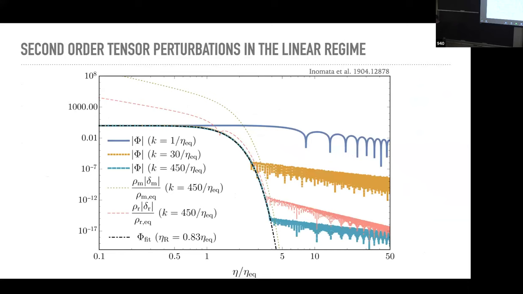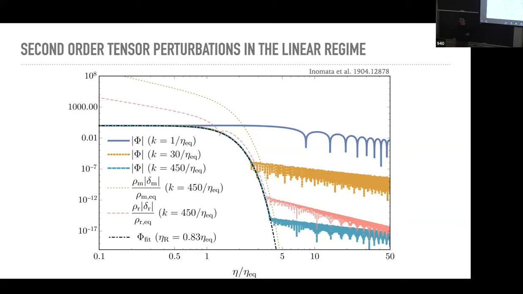Okay, so one of the games you can play with early matter domination is you would say, well, during an early matter domination, I have matter density perturbations, and those density perturbations are going to grow. Now, if I have density perturbations that grow, I also have scalar perturbations in the metric, and those are going to grow, maybe to the point that they are not so tiny, that I could actually think about the second order production of tensor perturbations.